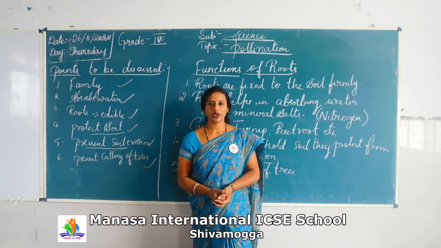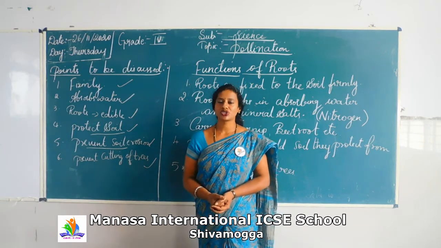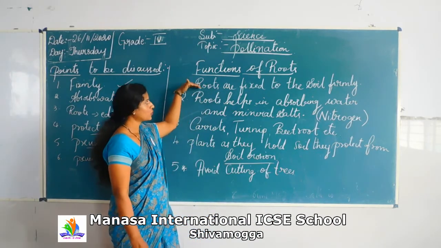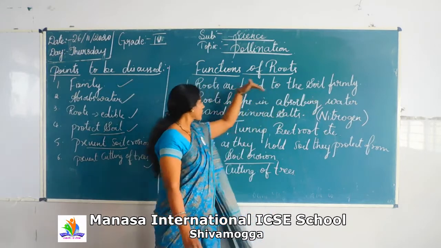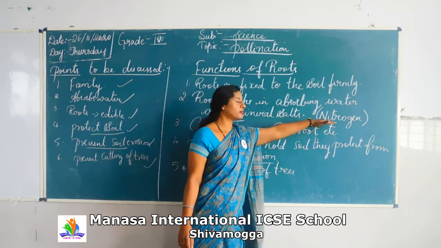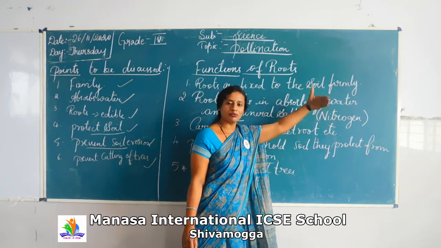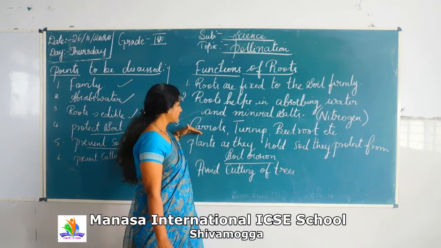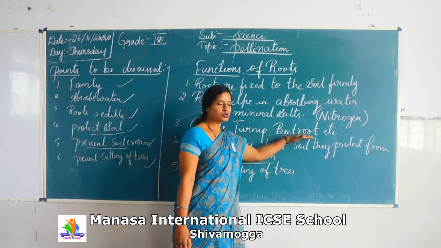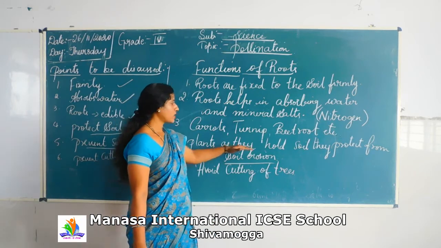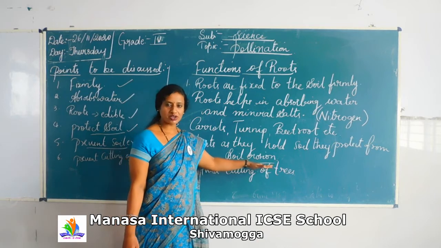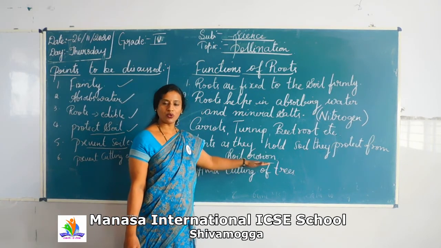I hope today's session was very interesting. Let us have a quick recapitulation now. Today we discussed the functions of roots. First point, roots are fixed to the soil firmly. Roots help in absorbing water and mineral salts, and especially plants require nitrogen in more quantity, and some plants' roots are edible, such as carrots, turnips, beetroots, etc. Plants, as they hold soil, protect it from soil erosion at the time of floods, heavy rains, or even when the wind blows, volcanoes, etc.